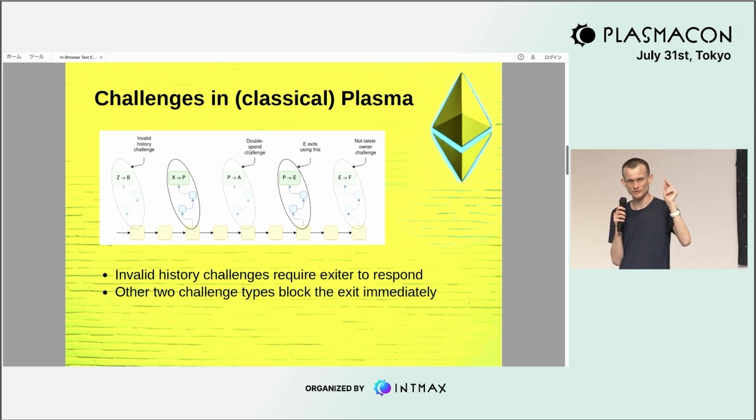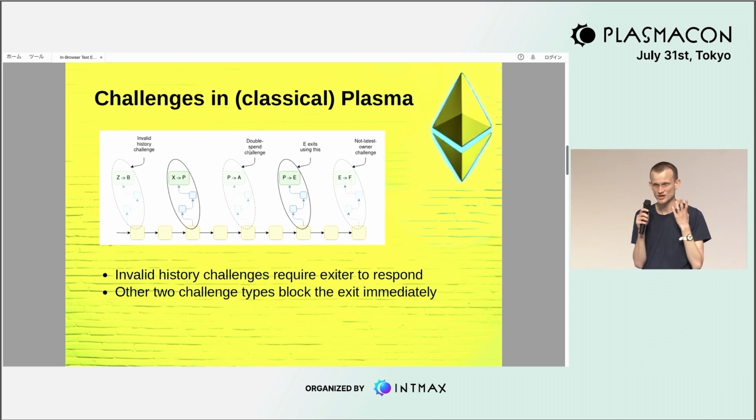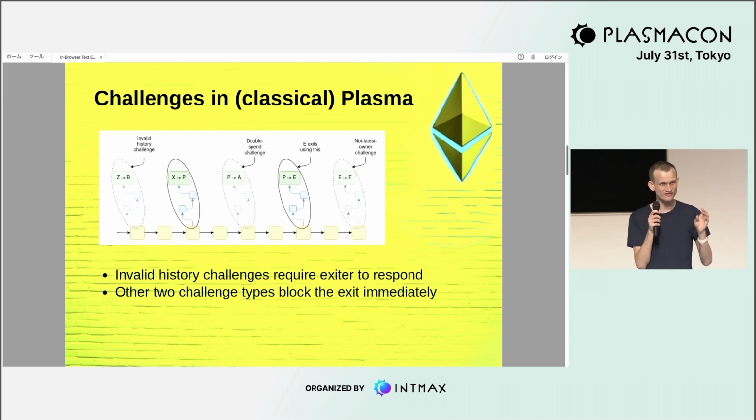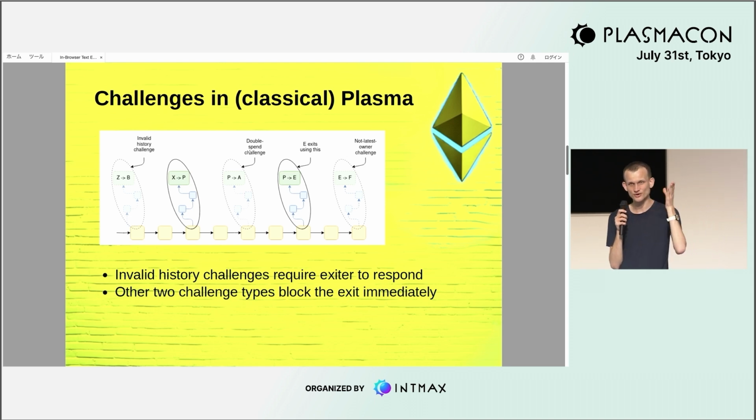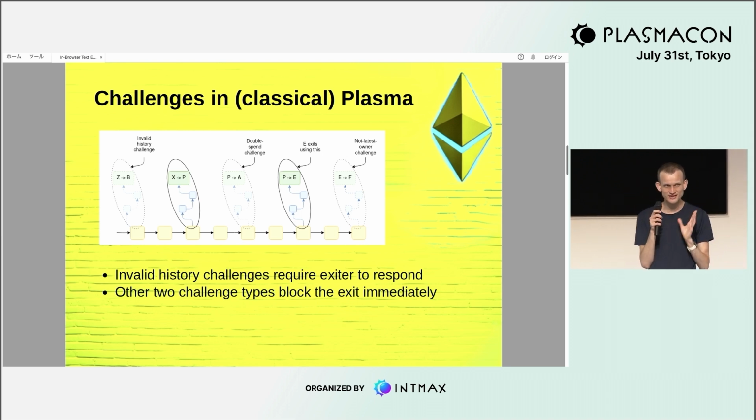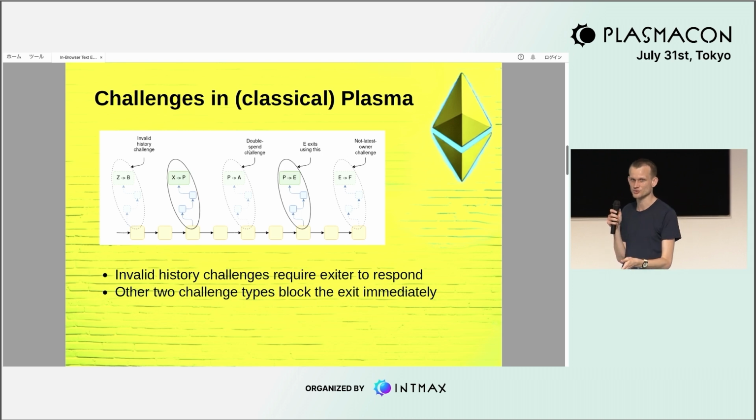Plasma relies on a mechanism called a challenge mechanism. Basically, what happens is, if you have one of these coins, let's say you are George, you want to exit coin number 6. You have coin number 6 inside of Plasma, you want to withdraw, you want to get back 1 ETH. What do you do? You publish an exit message on chain that says, I have coin 6, I'm withdrawing it.